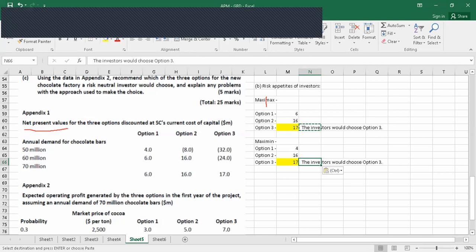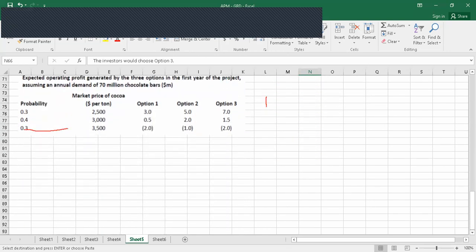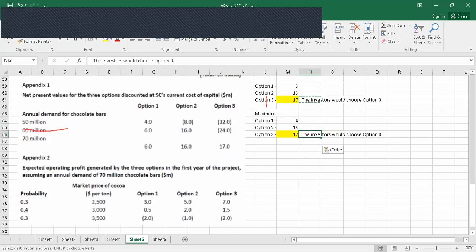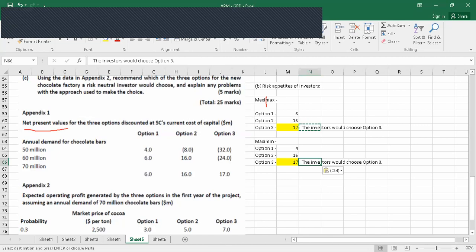The next part of it, based on appendix 1, is what we can calculate next: minimax regret. The minimax regret decision. So a regret table has to be prepared. So we need to now prepare a regret table. The regret table will have the same matrix format. We have option 1, option 2, option 3.